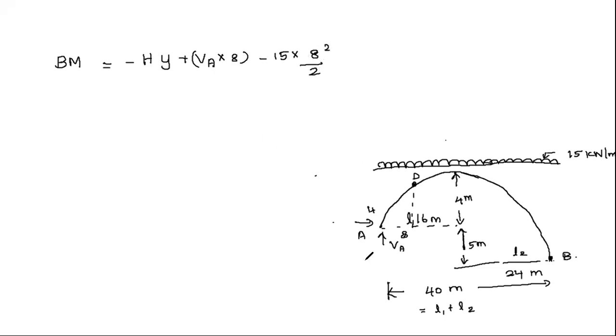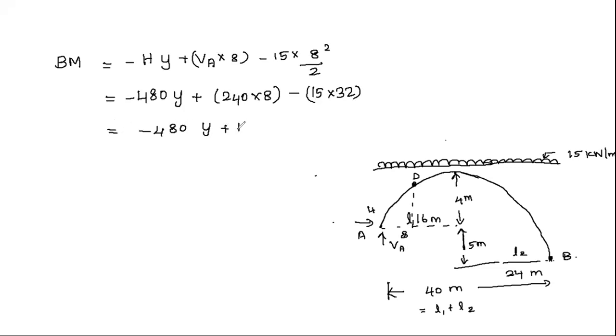minus 15 into 8 square by 2, the UDL which is acting on the left portion. So minus 480 y plus, we know the value for VA as 240, into 8 minus 15 into 32, equals 1440.